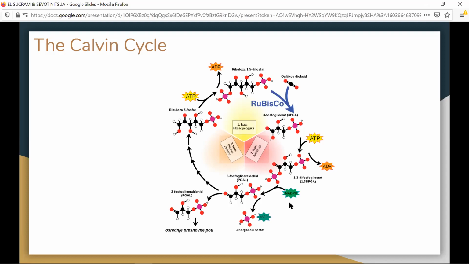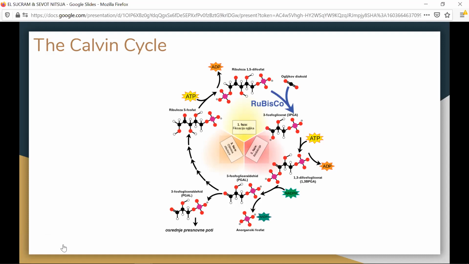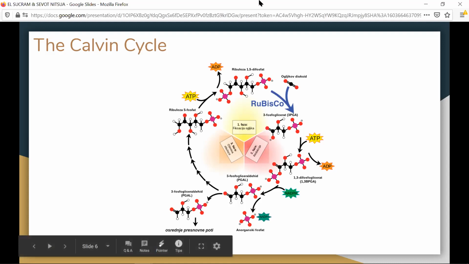So now, onto a bigger subject. This entire process is considered C3 photosynthesis. C3 photosynthesis has a problem with it, a very big problem. It's called photorespiration. Let me write out the word for you guys. Photorespiration.